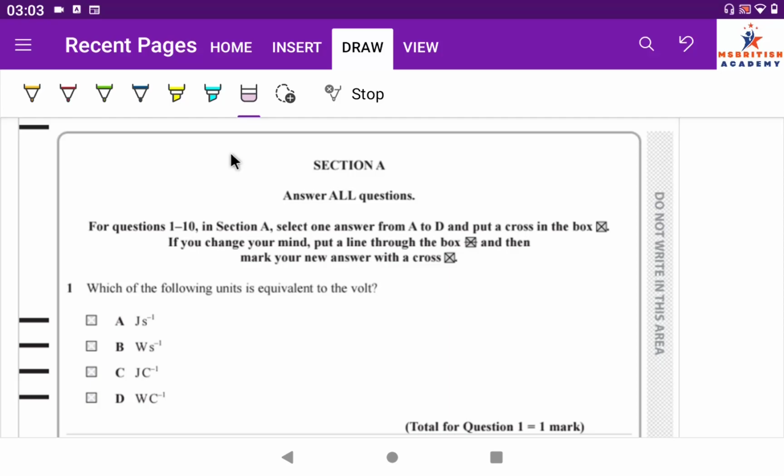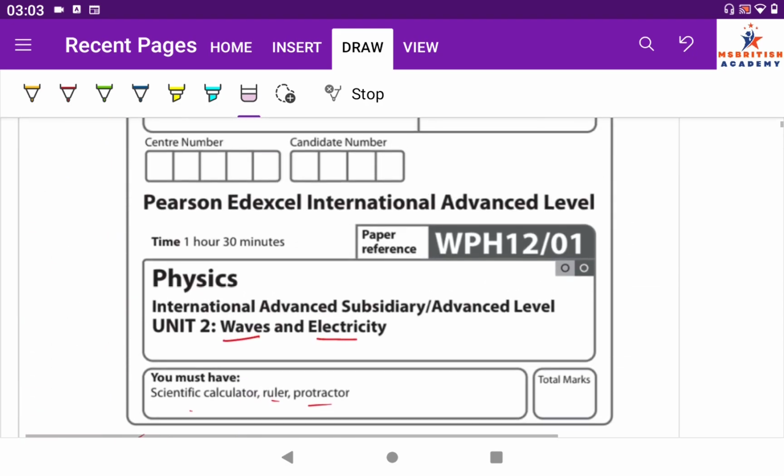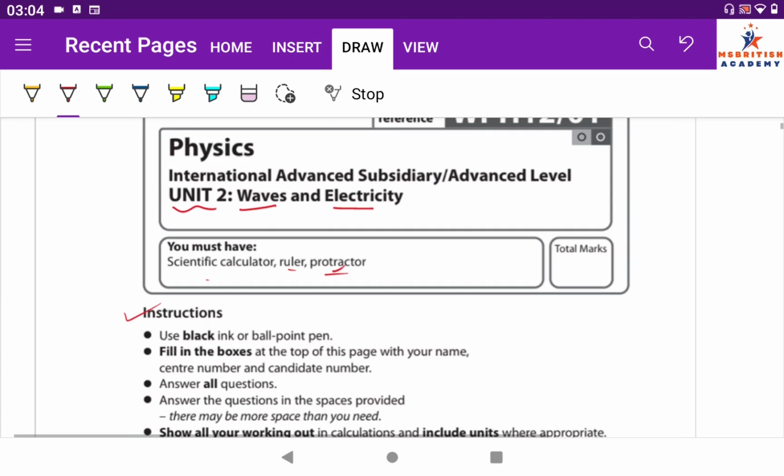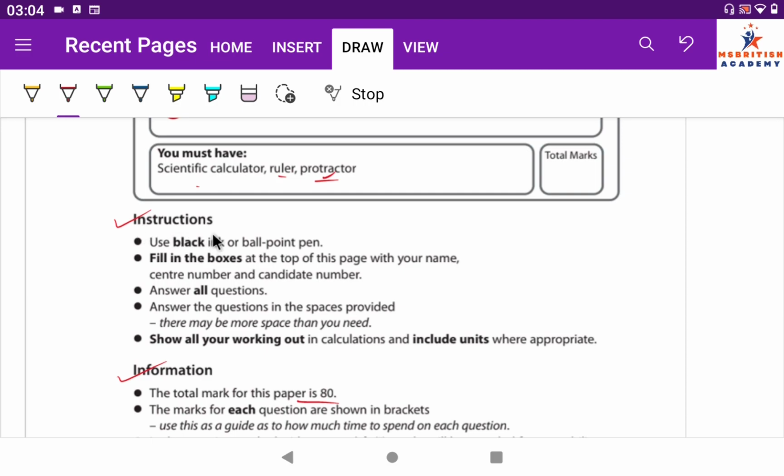Today again I'm here to solve a physics question paper, unit 1. You can check this. Sorry, unit 2. Okay, it's my mistake. It was physics unit 2, and the topics are waves and electricity. In this paper you can use a scientific calculator, ruler and protractor. Okay? Below you can read the instructions and information, and the total mark for this paper is 80.